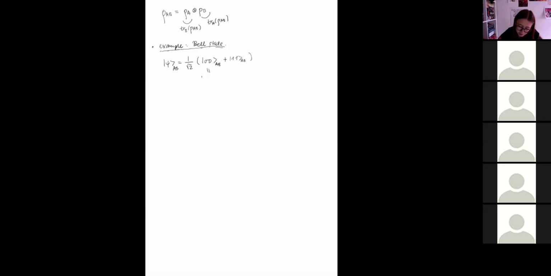So |0,0>_AB just means |0>_A tensor product |0>_B, and |1,1>_AB just means |1> on A tensor product |1> on B. First question, what is the density matrix of this state? So it's |psi><psi| on AB.